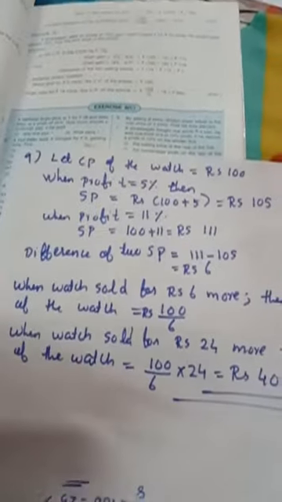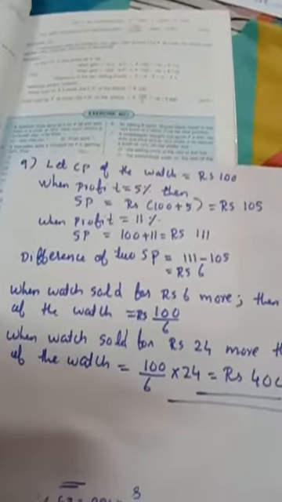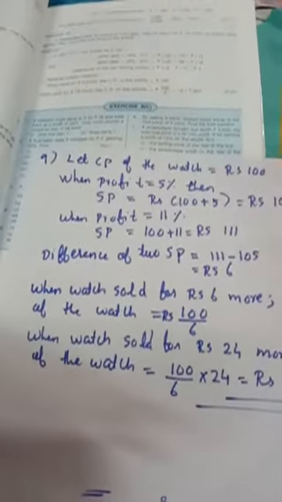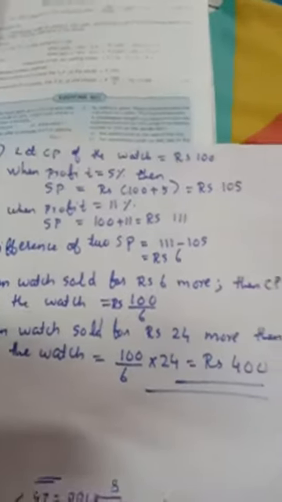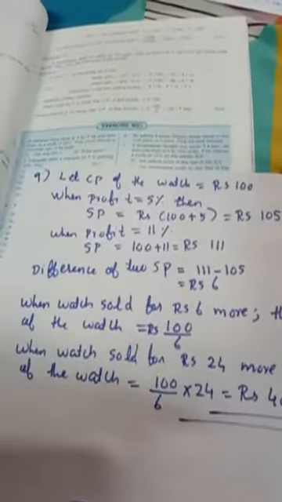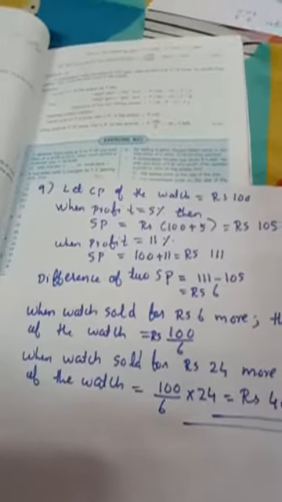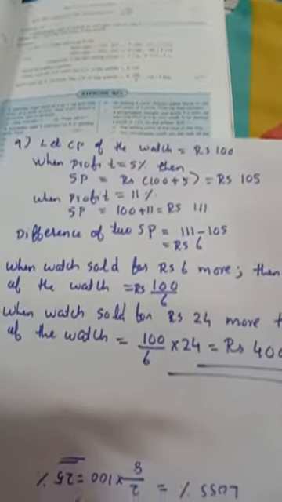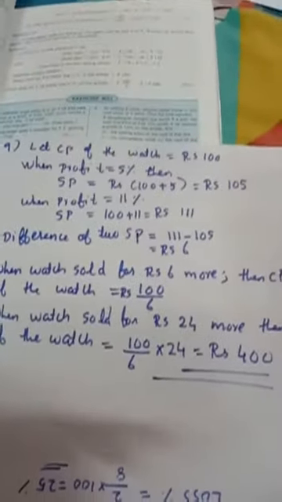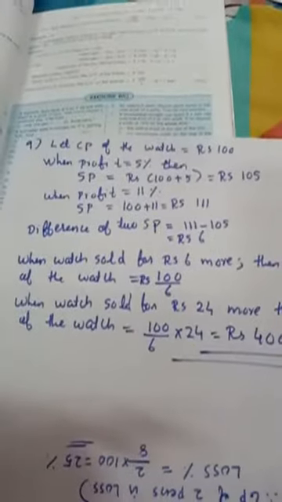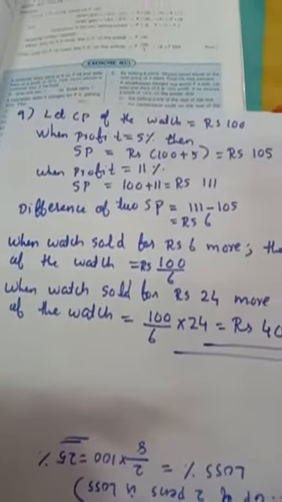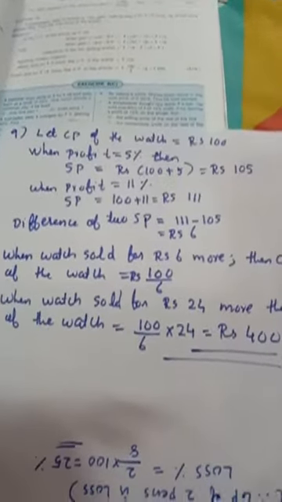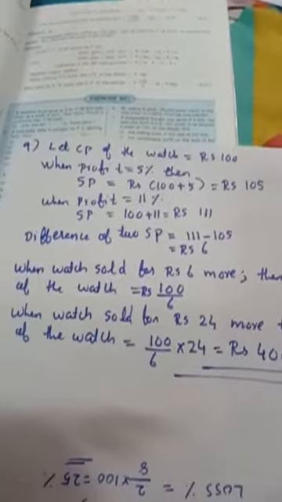When the watch is sold for rupees 6 more than the original price, then the CP of the watch is 100 by 6. Then if the watch is sold for rupees 24 more, how to find the CP? 100 by 6 into 24. Okay. Clear? Hope you understand. Any doubt? If you have any doubt, you can ask me. Okay.